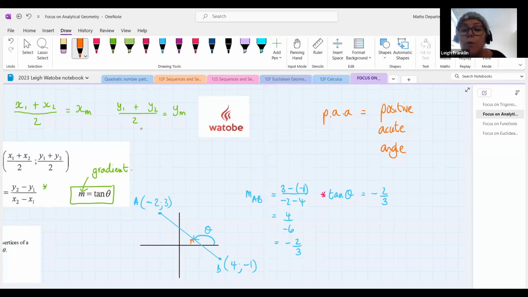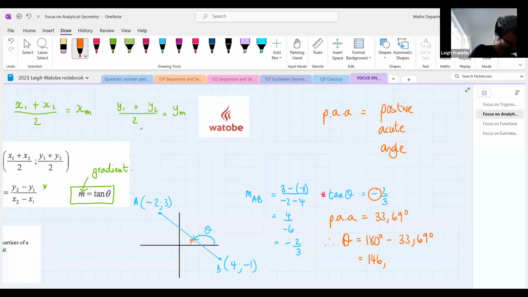Right. So what we would do now is we would write down our PAA. We do not use the negative to calculate the PAA. So we know our PAA is 33,69, and then we can write, therefore, theta would be equal to 180 minus our PAA. And that would give us our 146,31, I think it was, yes.